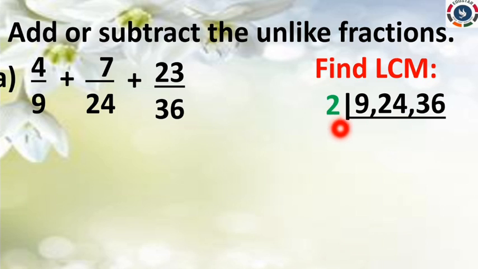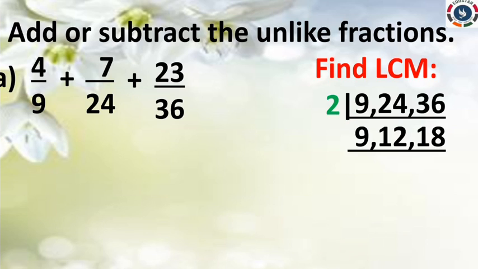How many 2's are there in 24? In 2, only one time. In 4, 2 times. So totally 12 times are there. In 36, how many 2's are there? 18 times are there. So write 18. So 9, 12 and 18.